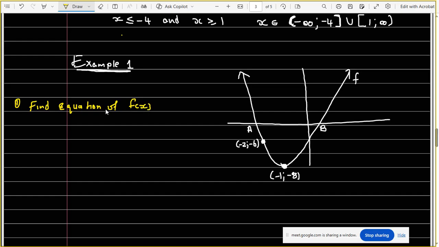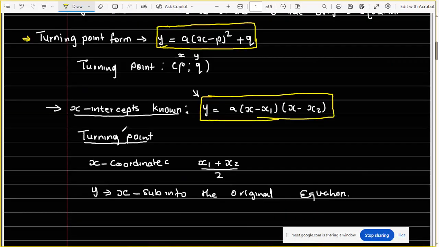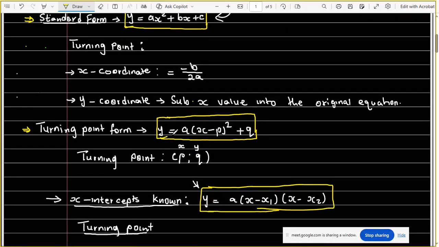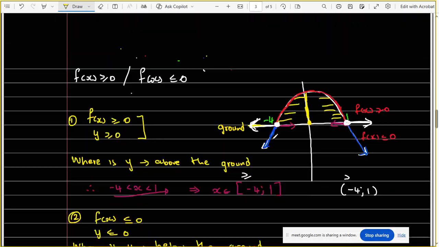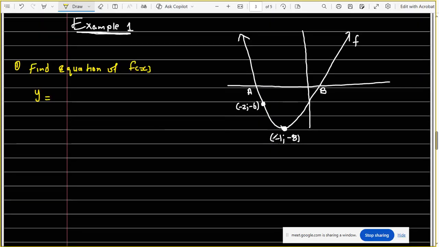Now when they want us to find the equation of f at x, remember, if we have the turning point, we can use the turning point form. You still remember what the turning point form is? If I go back up, this was the turning point form. Exactly. So I'm going to use that to work this out. So y is equals to a times (x minus p) squared plus q.